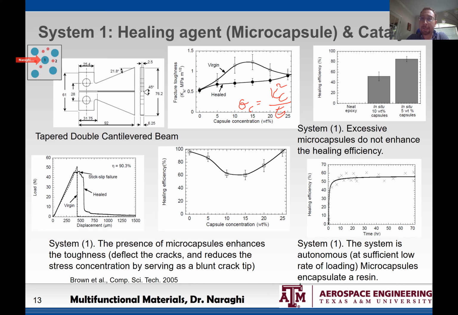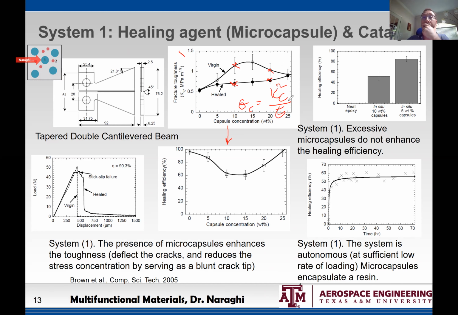However, if you look at this experiment, this second graph that I'm showing you here is a function of microcapsule concentration, which goes all the way to 25%. Now, they have two curves. One is the virgin material without healing agent. One is the healed material after the healing has taken place. So for instance, at 10%, the healing efficiency is the ratio of this to this. At 20% it is the ratio of this over that. And so you can easily see what happens in here.